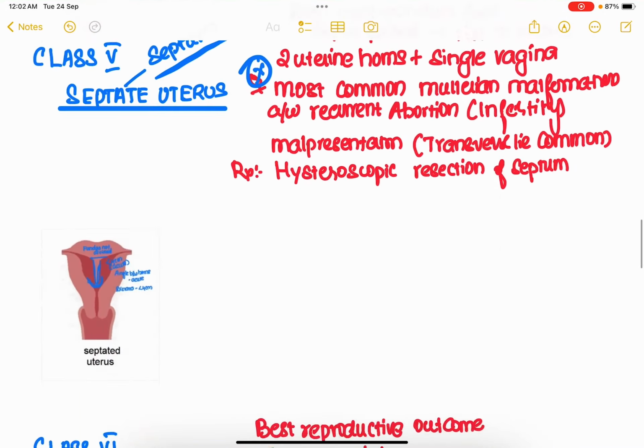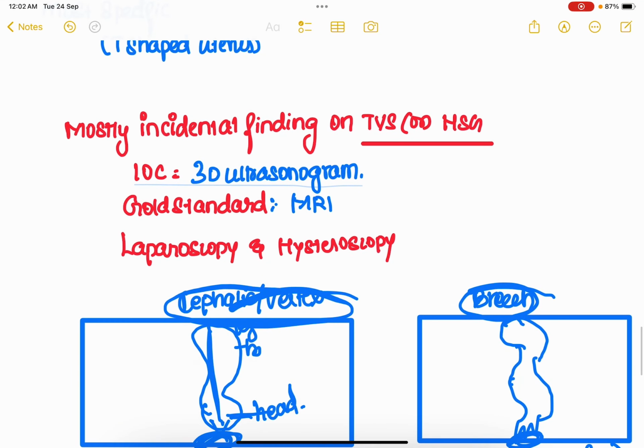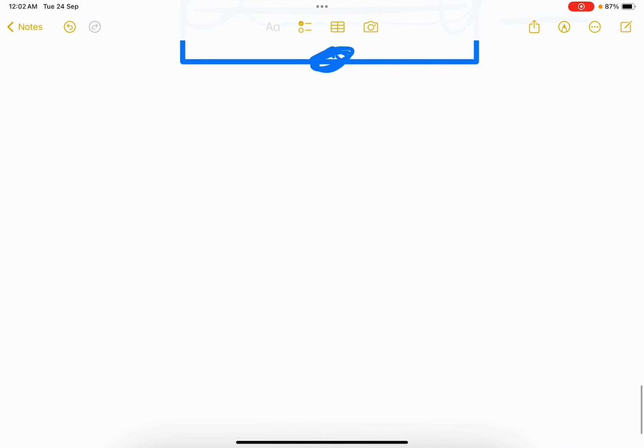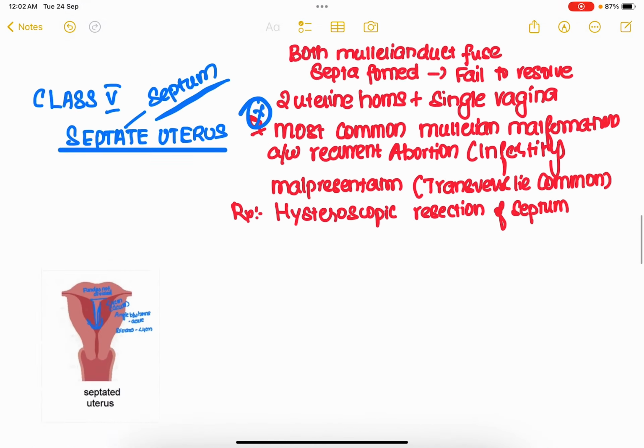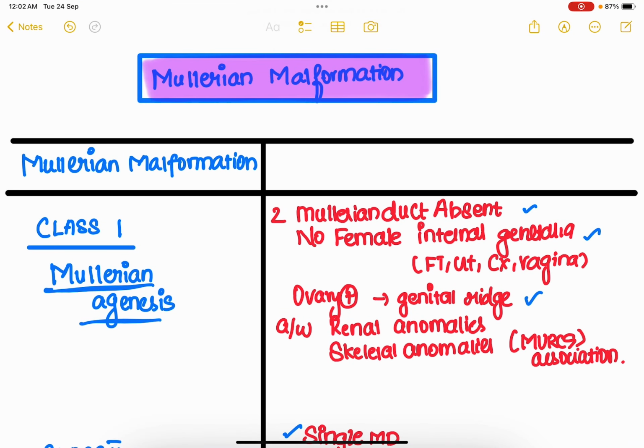Is that clear? Okay. With hysteroscopy you can visualize the interior of the uterus, but with laparoscopy you can visualize the fundus of the uterus as well. So the last resort could be laparoscopy and hysteroscopy. These are the basics and detailed explanation of the Mullerian malformations. There are 7 classes of Mullerian malformation. Class 1 is Mullerian agenesis, Class 2 is unicornuate uterus, Class 3 is uterine didelphys, Class 4 is bicornuate uterus, Class 5 is septate uterus, Class 6 is arcuate uterus, Class 7 is in utero exposure to diethylstilbestrol.